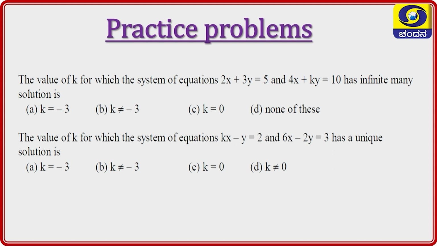Next, the value of k for which the system of equations kx minus y is equal to 2 and 6x minus 2y is equal to 3 has a unique solution. Here k value is minus 3, or k is not equal to minus 3, or k is equal to 0, or k is not equal to 0. Practice these problems, children.